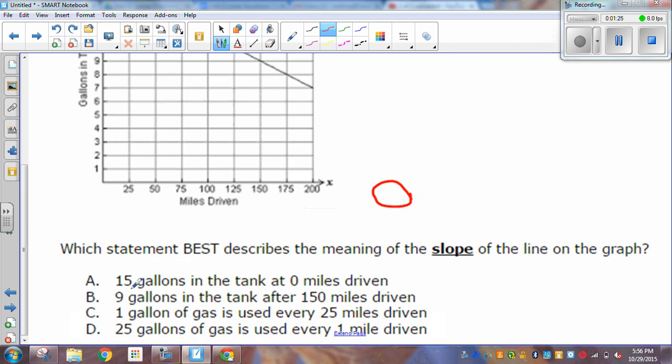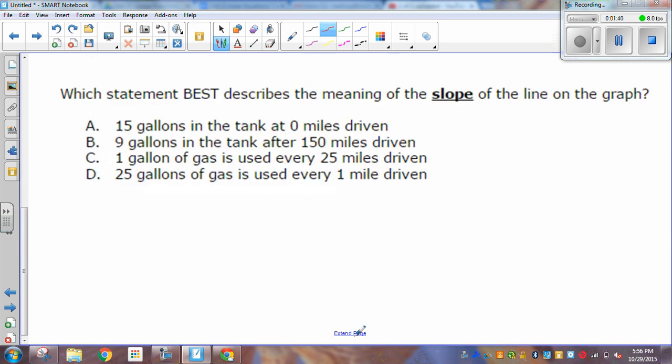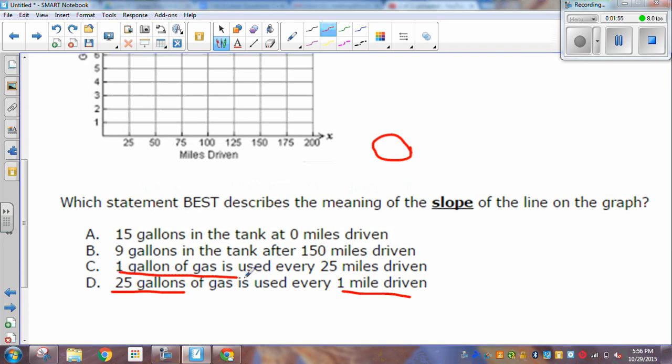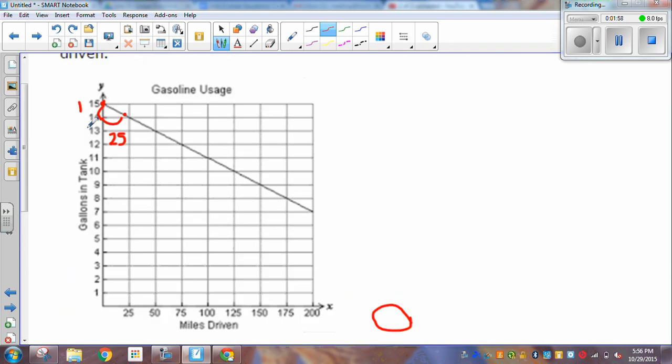If I look here, the only one that even matches up with that is either C or D. And think about it. Think about what I just said. Is it I'm using 1 gallon of gas every 25? Or am I using 25 gallons of gas for every 1 mile driven? If you know anything about the fuel efficiency of cars, you would know that 25 gallons for 1 mile driven would be just ridiculous. That makes no sense. Really, 1 gallon of gas used every 25 miles driven is exactly what we were looking for, because as we go down 1, we go over 25.